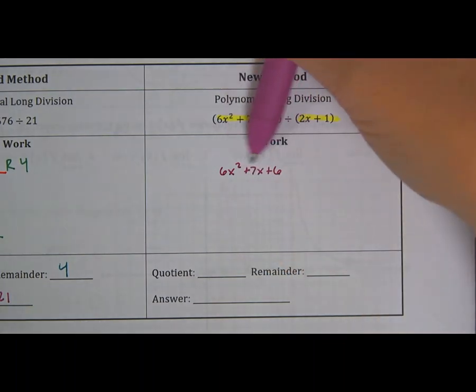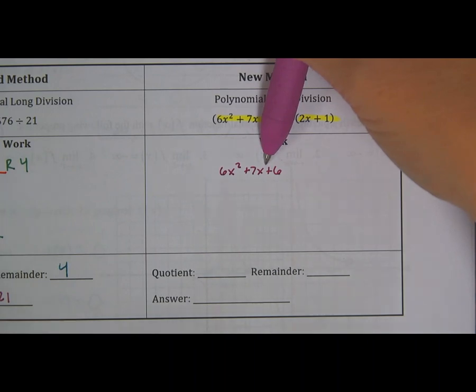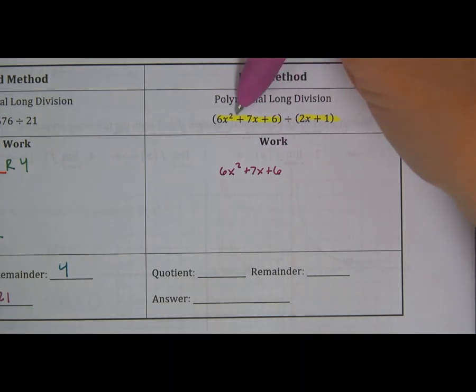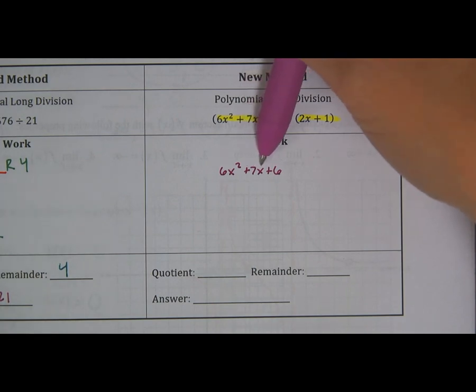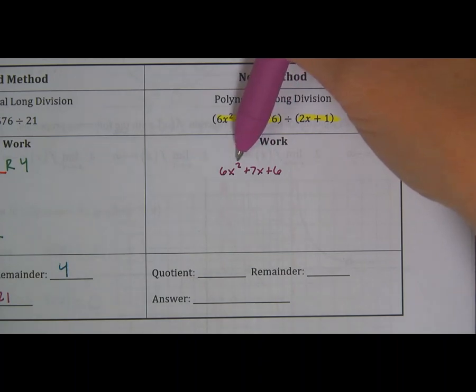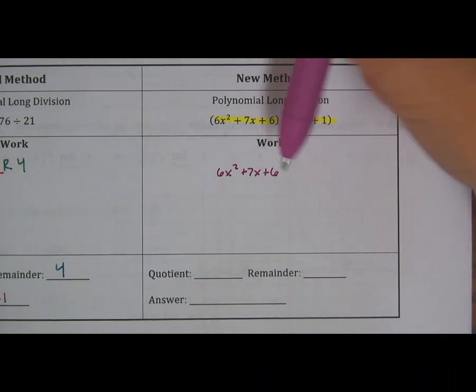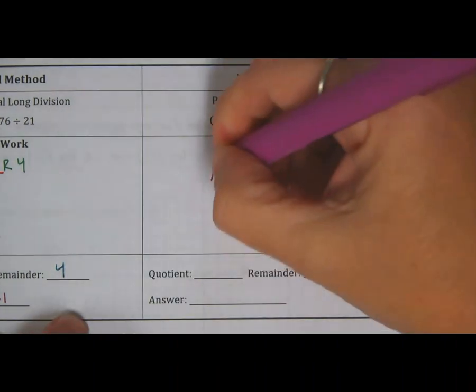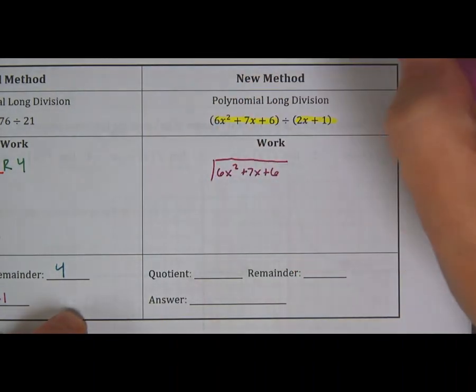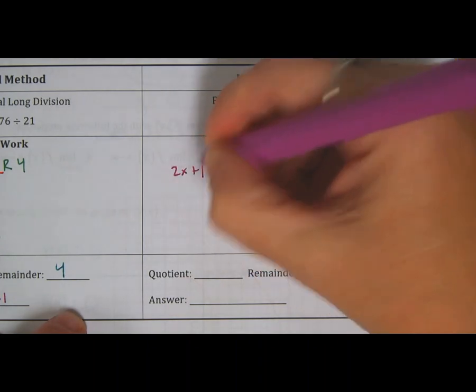By the way, you have to have a placeholder. So like if this just said 6x squared plus 6, I would have to fill in the gap and put plus 0x. There's only one homework problem where you have to make sure you put in a 0 term. So just remember that if it starts with the squared, you have to have a linear, you have to have a constant. Okay, and then we're going to divide by 2x plus 1.